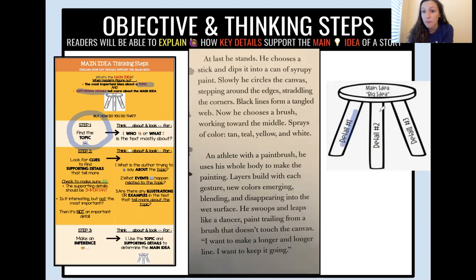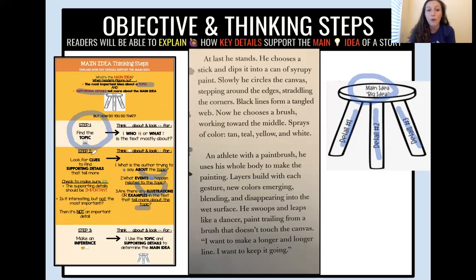These right here are the supporting details because just like this chair, they hold up the main idea. Some examples of supporting details are going to be, what does the author say about the topic? What are some events related to the topic? And what are some illustrations or examples that also tell me more about the topic?